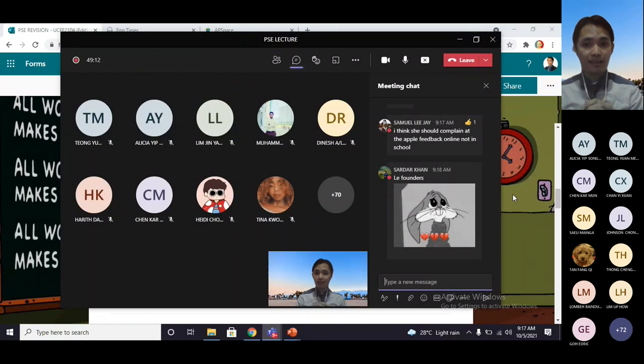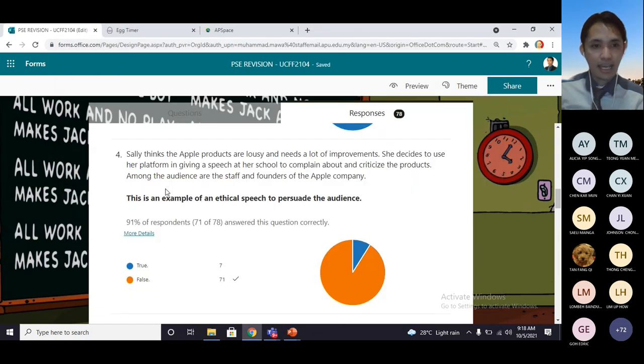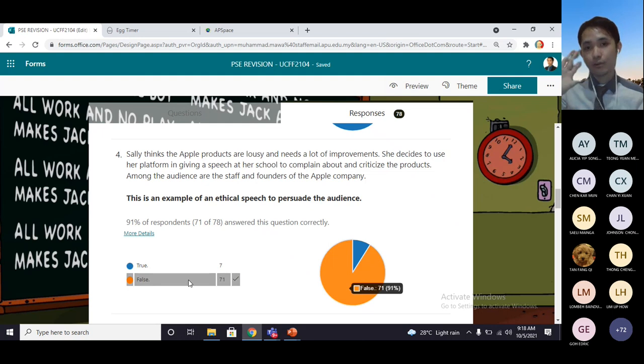And I think we've discussed this quite a few times. If you put people on the spot, if you offend people when you're giving a speech, it's less effective. And when you want to complain about a particular product, you want to make sure it's effective. So I do agree with Samuel. If we were to complain here, it's not the good time and the good place to do it. You can complain on their website. Okay, so that's number four. That's why this is false. It's not considered ethical at all.